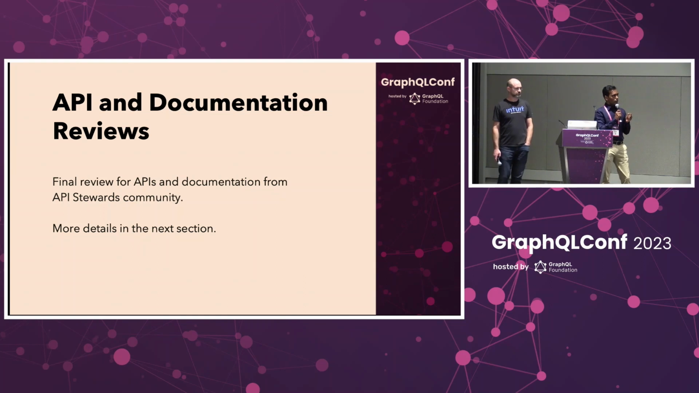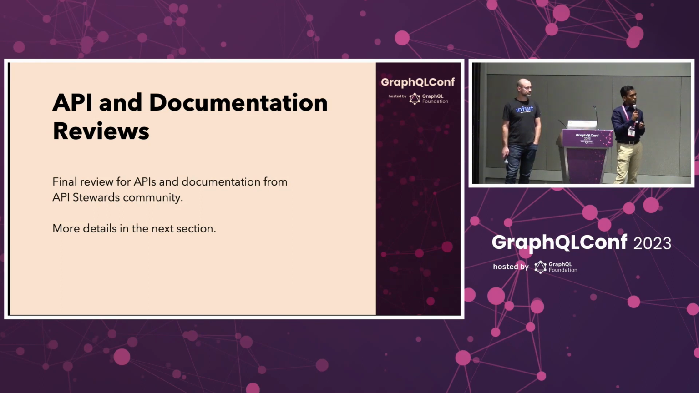But we want to make these APIs consumable in addition to being consistent, and there's a big difference between consistent APIs and consumable APIs. To make consumable APIs, we have this API review, or what we call the API Jedi review, which is a manual review from the community, and we'll talk about that next.